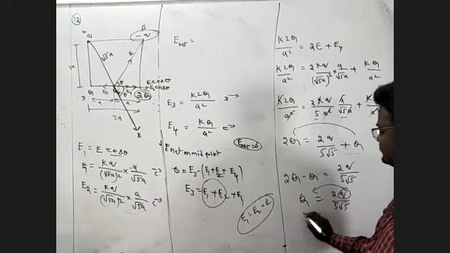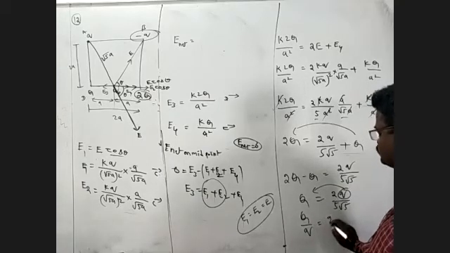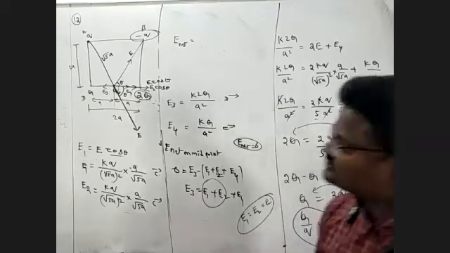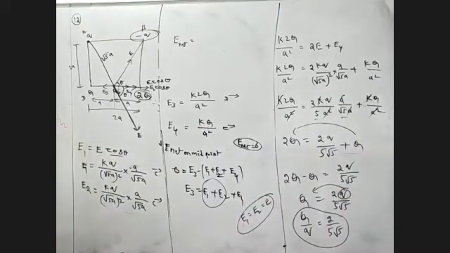This Q take this side. This is capital Q by small q is equal to 2 by 5 root 5. This is the answer. That is your answer.